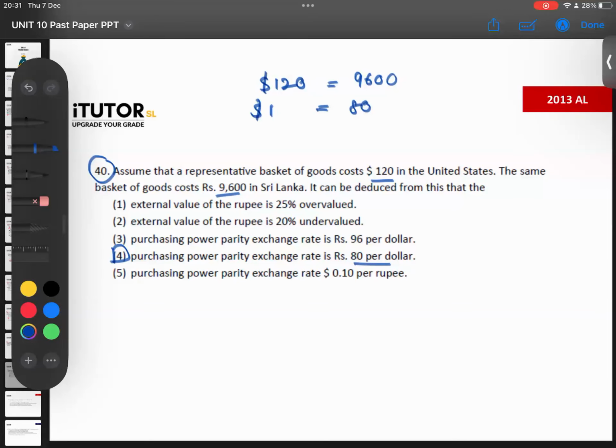PPP, other way, what is the other way? This is the main way, Lamai. You look at this. Yeah, so this is in dollars. So exchange rate is for per dollar, it is 80. You don't give it the other way. You don't say per rupee it's this much. You don't usually say that. Okay.